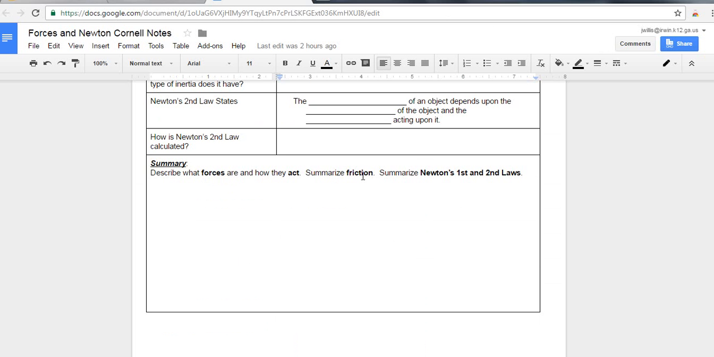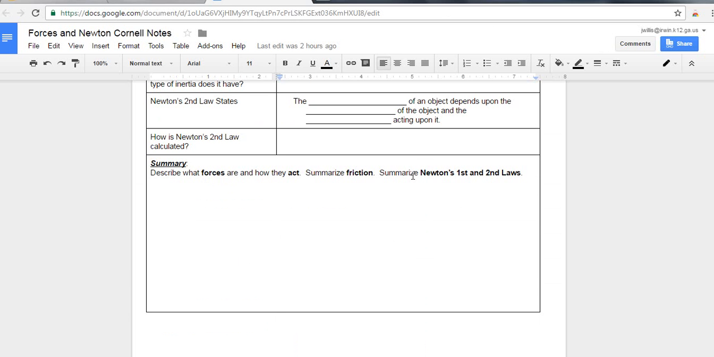And then the third part of this that I'm looking for is that you're summarizing Newton's first and second laws of motion. So remember that law of inertia that we talked about. And remember the force, mass, and acceleration. So those are the things I'm looking to see when you bring your summary to me. Did you tell me what a force is? Did you tell me how they act on objects? Did you summarize friction and the 4 types? Did you tell me Newton's first law and its second law in your own words? And that's what I'm looking for.